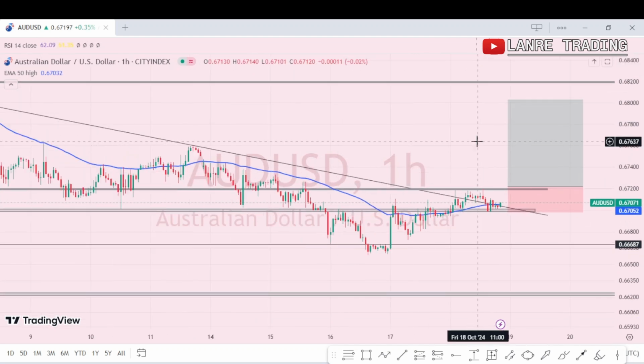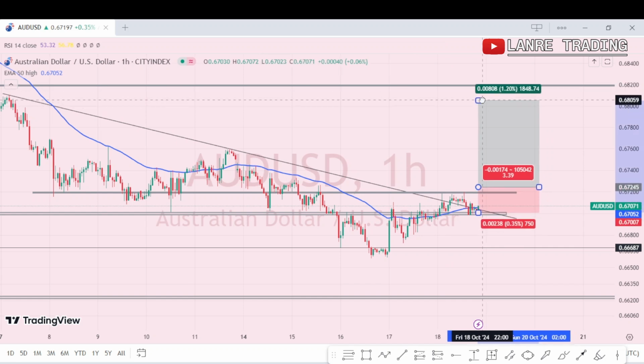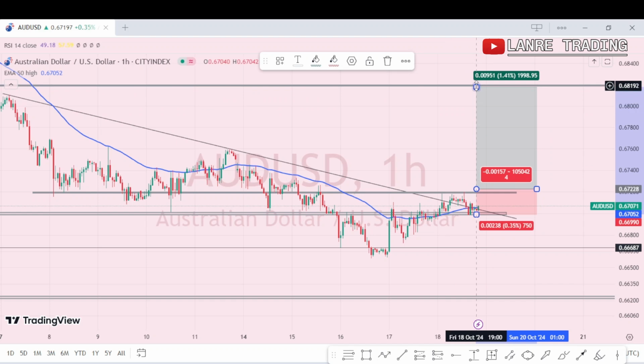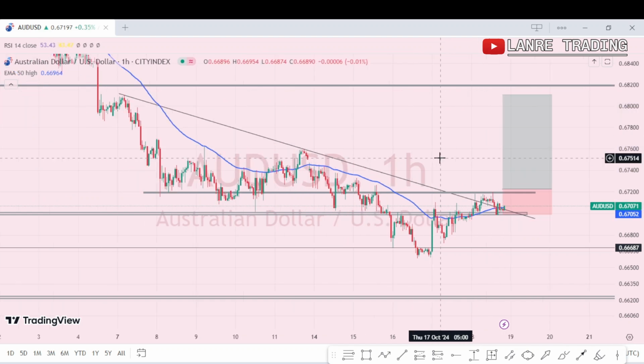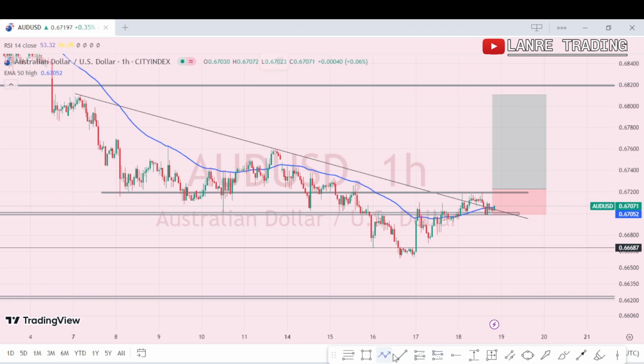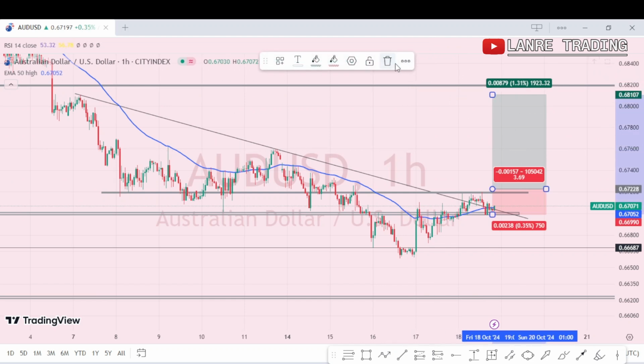So 1 to 3 risk to reward for ourselves. Okay, that is decent. I believe it's a decent move. So let's patiently wait for price to come above this level. Let's wait for price, a retest on this line, and we can go long. Let's patiently wait for that to happen.